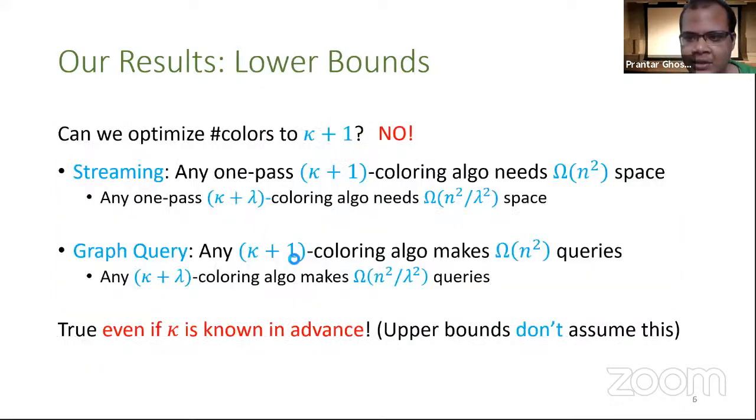We also have lower bound results showing that an optimal kappa plus 1 coloring is hard in these models. To be precise, it requires omega of n squared space in the one-pass streaming setting and omega of n squared queries in the graph query model. And in general, a kappa plus lambda coloring algorithm requires n squared over lambda squared space and queries respectively. Note that these bounds hold even if the value of kappa is known to the algorithm in advance, but our upper bounds make no such assumptions.